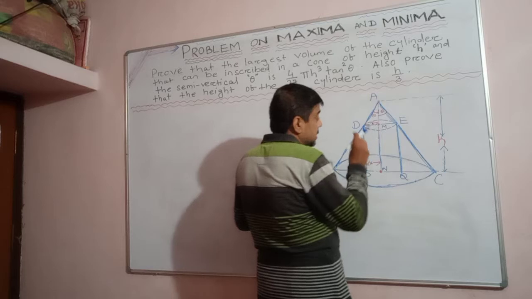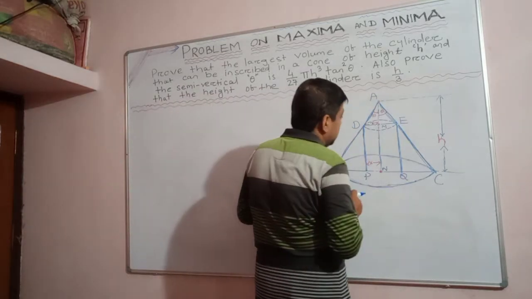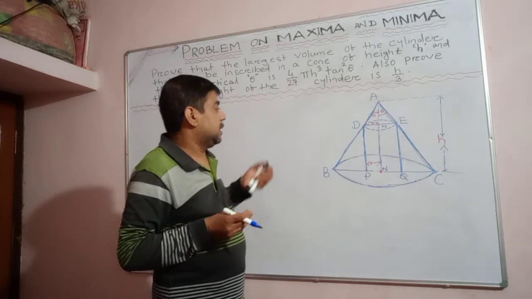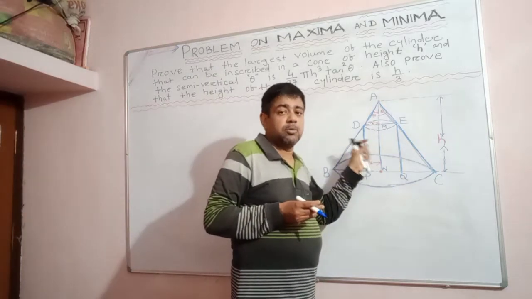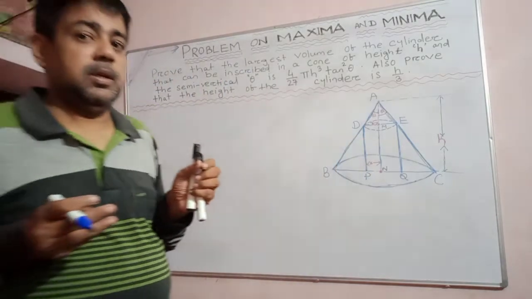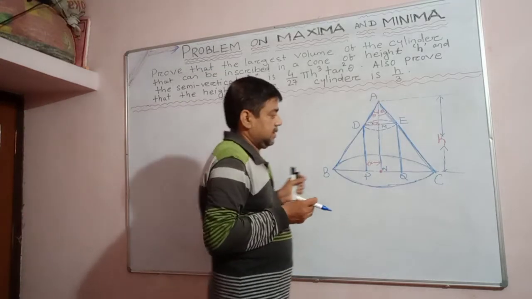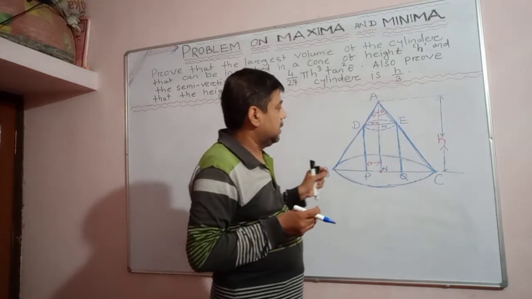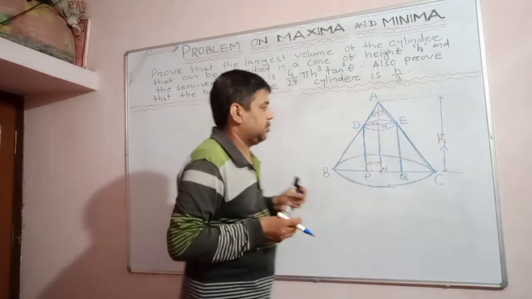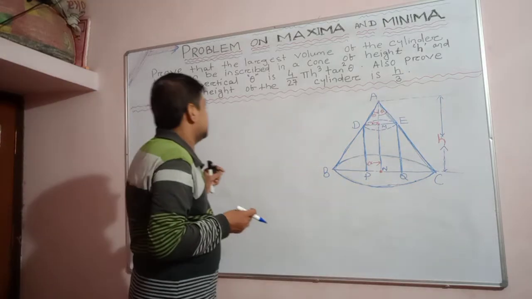The cylinder has been inscribed in the right circular cone, so that we have to inscribe a cylinder such that the volume of the cylinder is maximum. We have to get the maximum volume. The volume of the cylinder will be largest. We have to inscribe a cylinder inside the right circular cone such that the volume of the cylinder will be maximum.